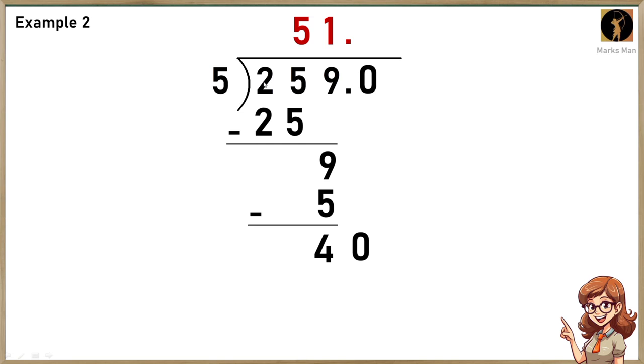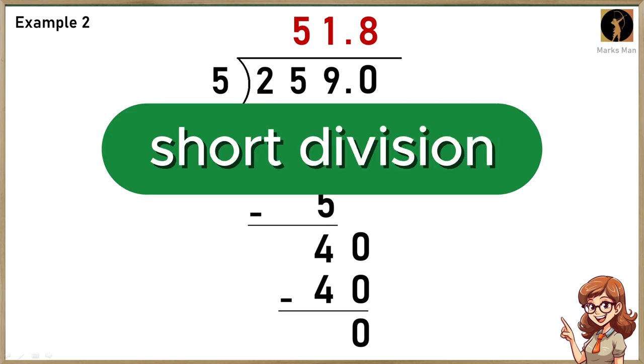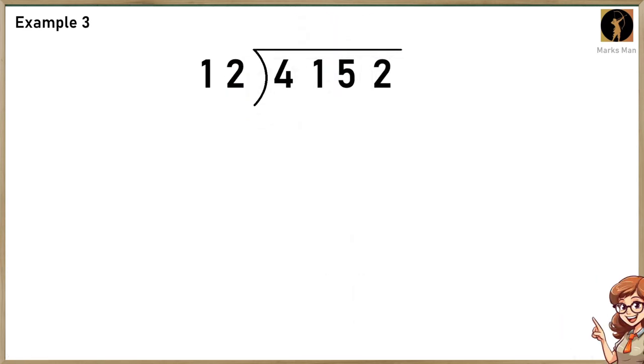Now 40 divided by 5, that is equal to 8. Next, multiply this number 8 to your divisor. So 8 times 5, that is equal to 40. Next step, you need to subtract this number 40. Since these two numbers are the same, the answer is automatically 0. Therefore, 259 divided by 5 is equal to 51.8. Now, you can also use short division to answer this easily. I hope that's clear.